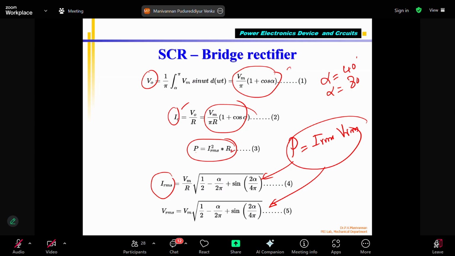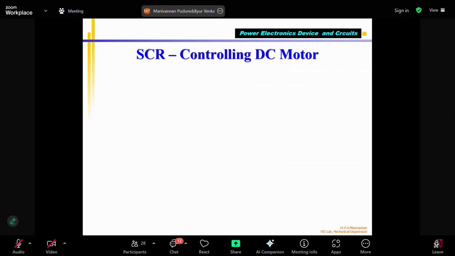With this, we have come across power rectifying devices. One is diodes and the other one is SCRs. Okay. Later, when we talk about controllers, we will talk about controlling DC motor, how to control DC motor using SCR. In the next class, we will discuss that.